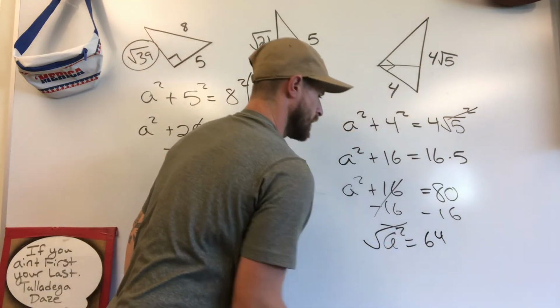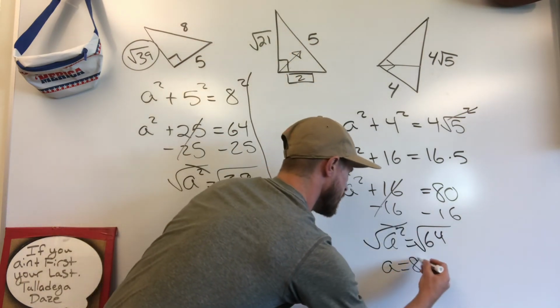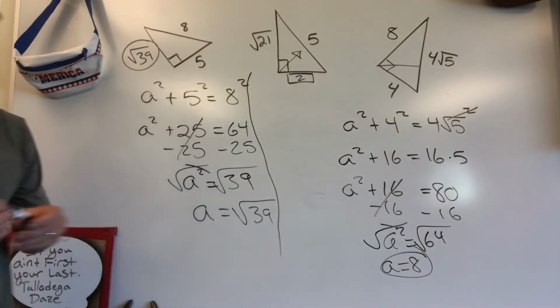Square root of a squared cancels the exponent of 2. Square root of 64 is 8. We now know the number that is missing for that leg would be 8 units.